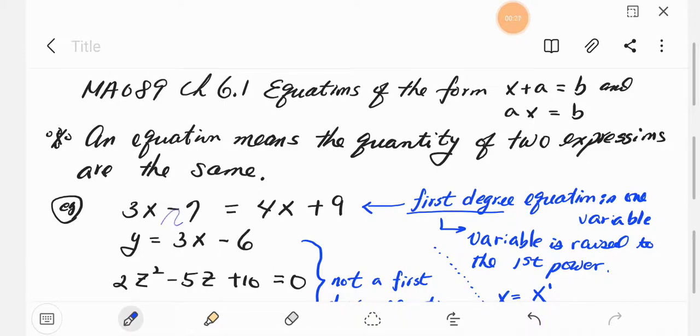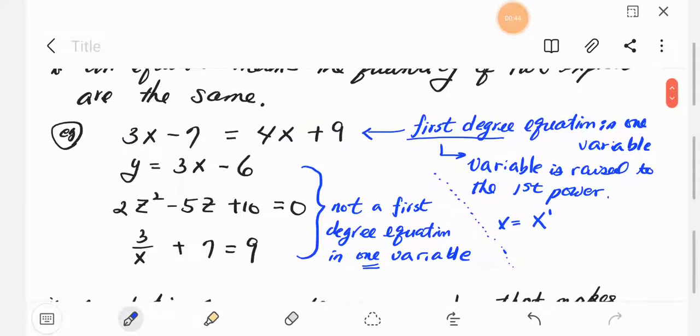For example, here is 3x minus 7, one expression, and another expression is 4x plus 9. If two expressions are equal, then there's an equal sign. Equal sign means the two expressions are the same. So this means that, depending on the x value, the left side and the right side are the same. The second expression is y equals 3x minus 6. In this case, there are two different variables, x and y. So depending on the values of x and y, the equation can be true, right?